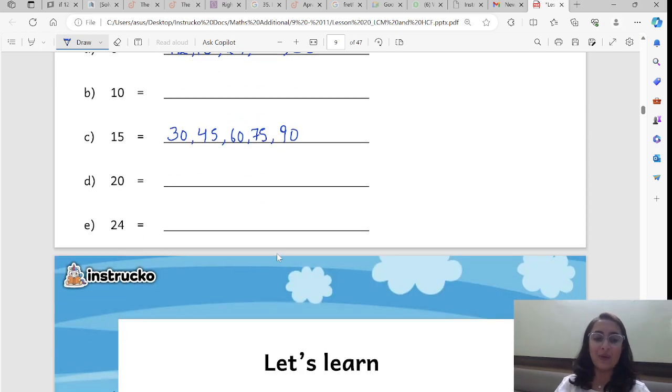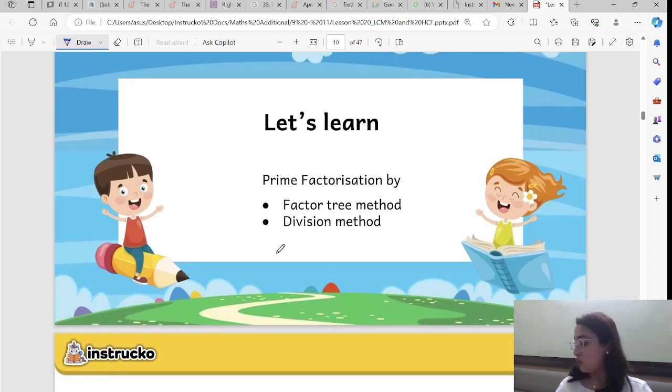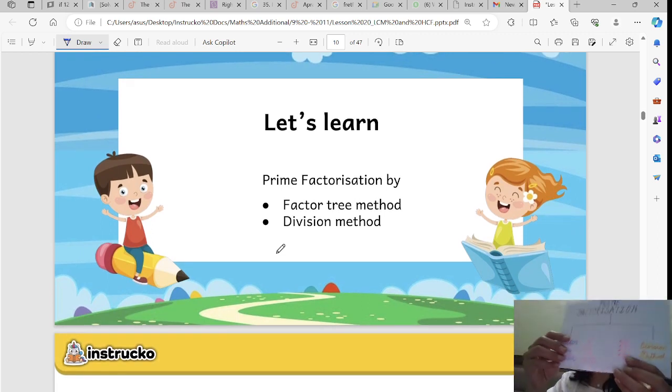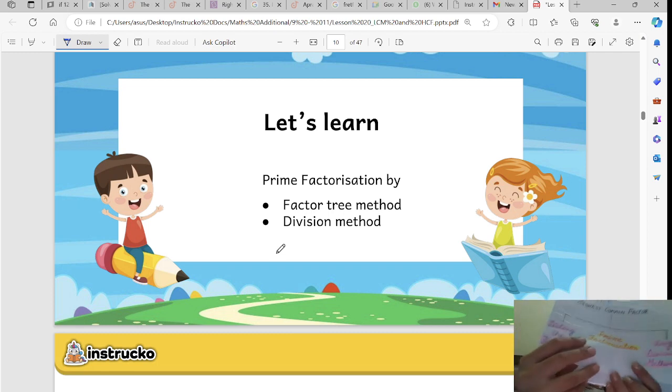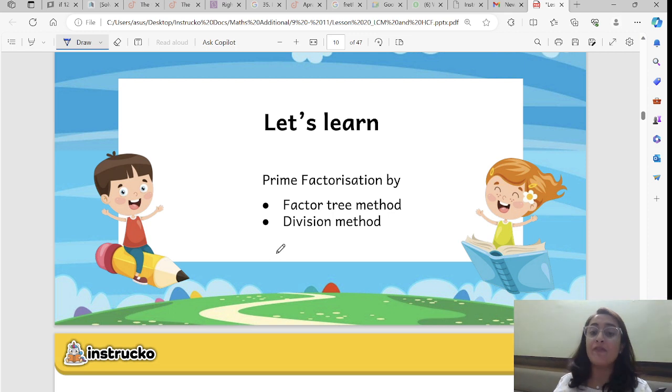Okay. Now we are going to learn prime factorization. Why are we learning prime factorization? Because it is very important to calculate the LCM and HCF. This prime factorization method is used to calculate the LCM, as it's written here, and it is also used to calculate the HCF. That is why we are learning how to do prime factorization.